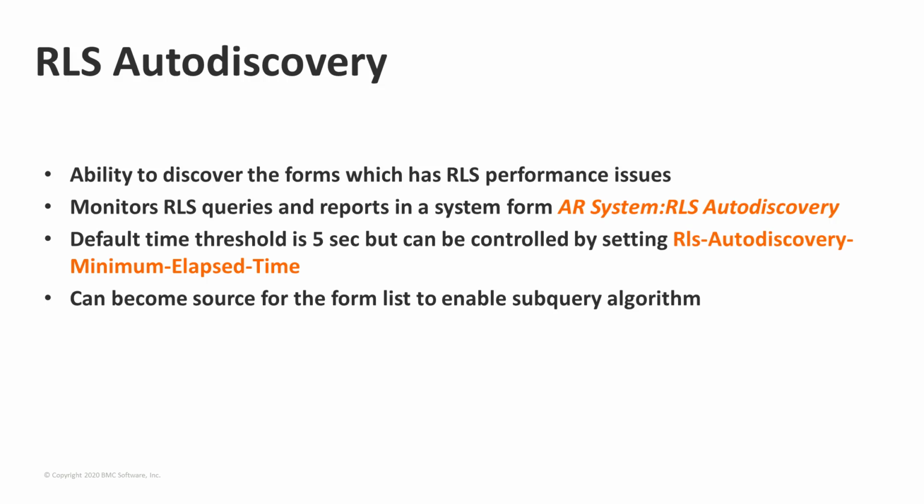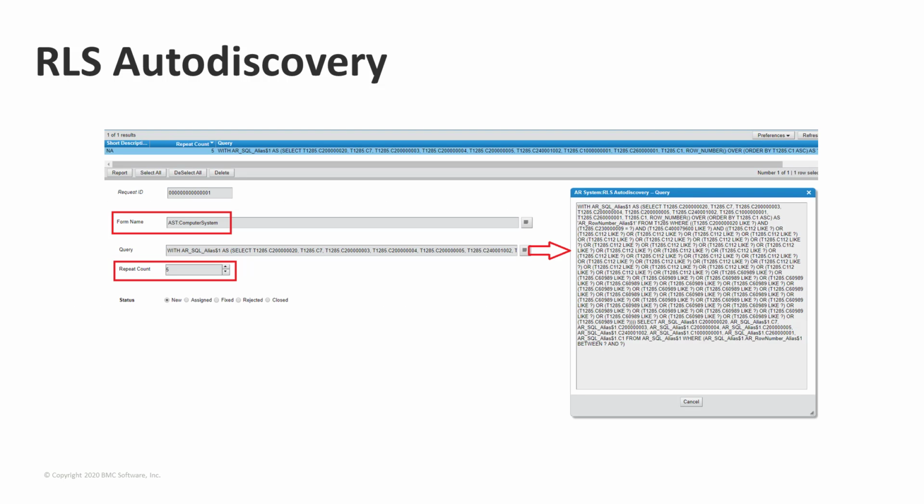You can configure this setting as per your environment needs. This discovery form can become a potential source of the forms that have to be enabled for new RLS Subquery implementation. As you can see on the screen, the discovery form captures the form name, the SQL query, and the count about how many times this query has been found slow as compared to the threshold. This data can be used to know which forms have potential RLS performance issue. You can enable the new RLS implementation for all such forms.